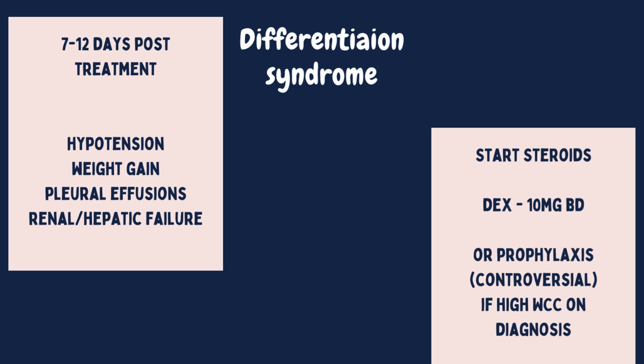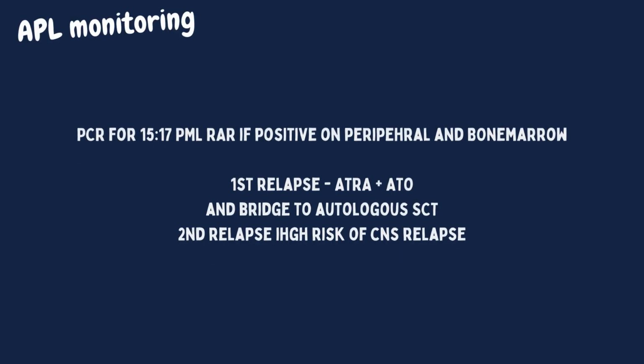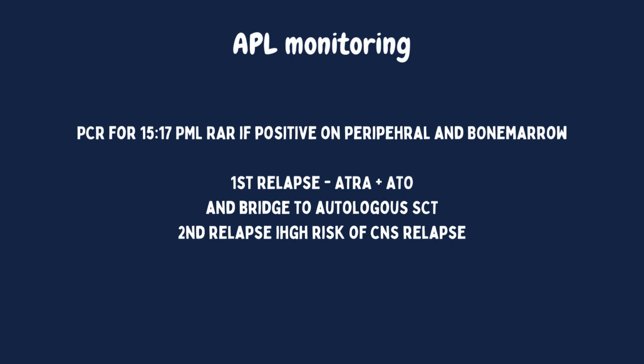APL monitoring includes doing a PCR in the peripheral blood and the bone marrow for PML-RARA. If the patient is positive for PCR, then you need to treat for relapse with ATRA and arsenic.